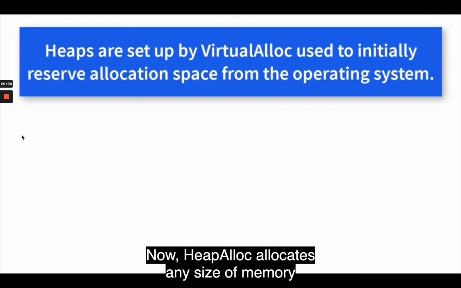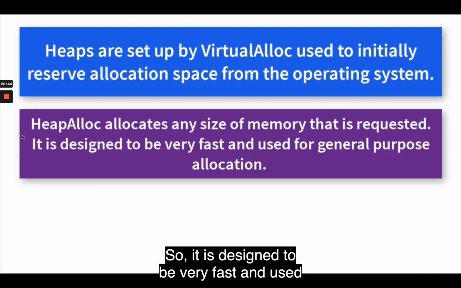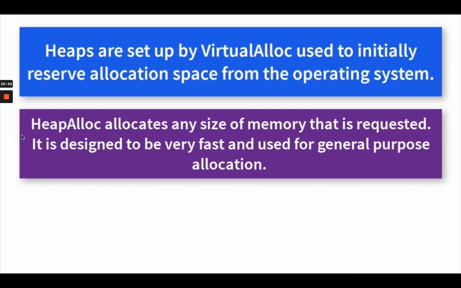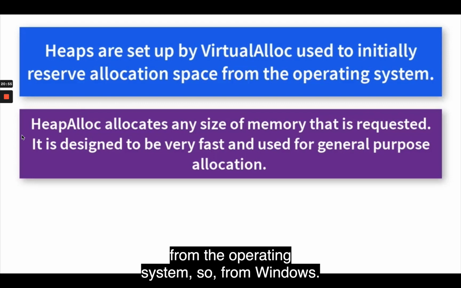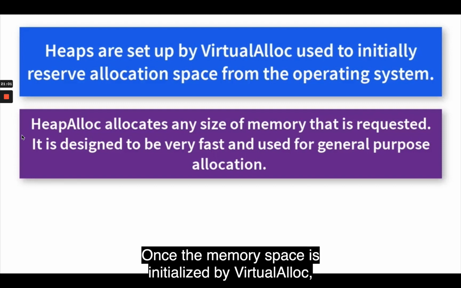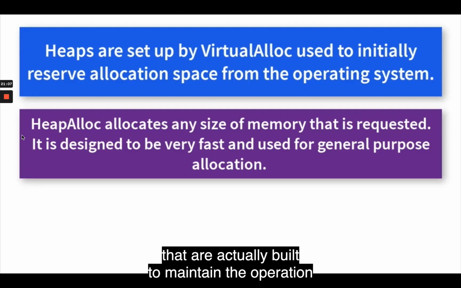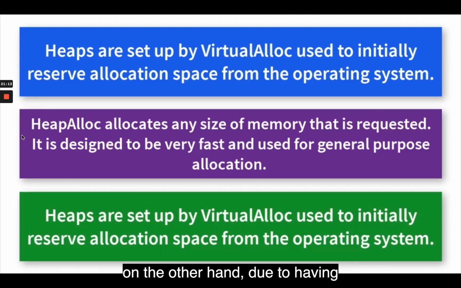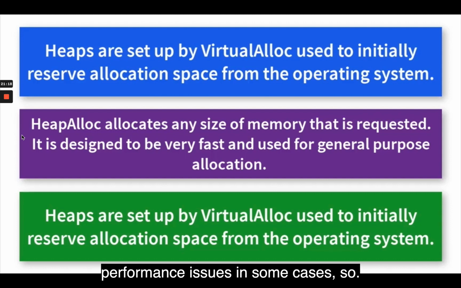Now, HeapAlloc allocates any size of memory that is requested in a dynamic way, right? So it is designed to be very fast and used for general purpose allocations, right? So heaps are set up by VirtualAlloc, and they're used to initially reserve allocation of space from the operating system, so from Windows. Once the memory space is initialized by VirtualAlloc, there are different tables, lists, and other data structures that are built to maintain the operation of the heap. Now, heaps are great for smaller objects. On the other hand, due to having guaranteed thread-safe allocation, it can cause performance issues in some cases.